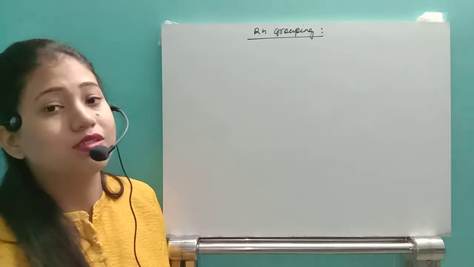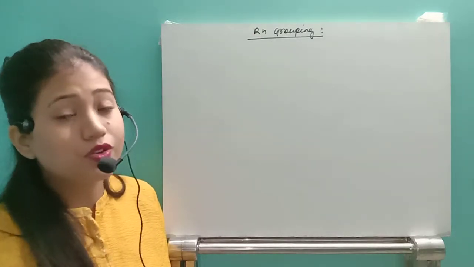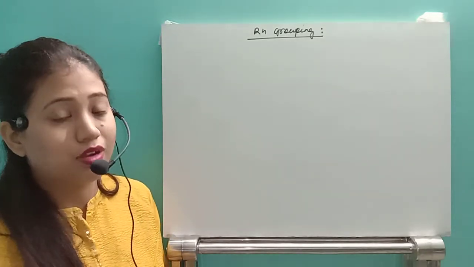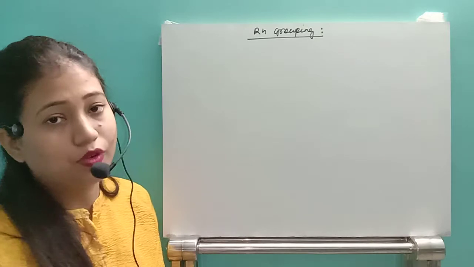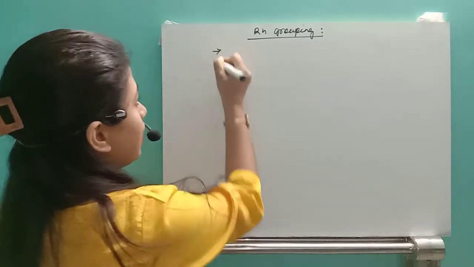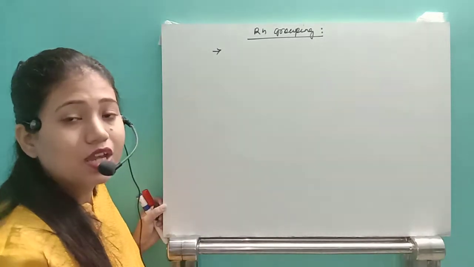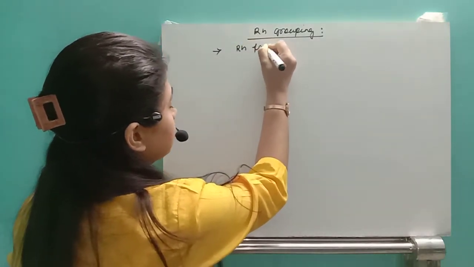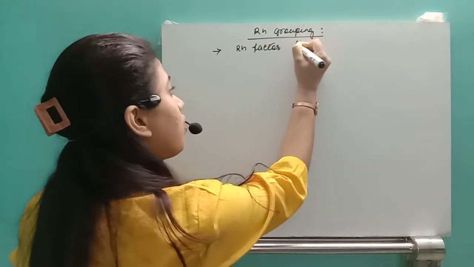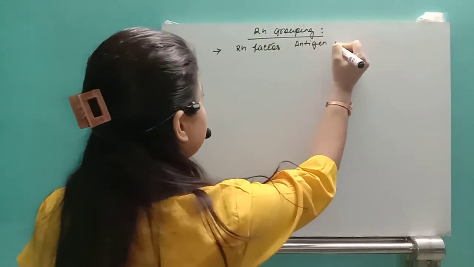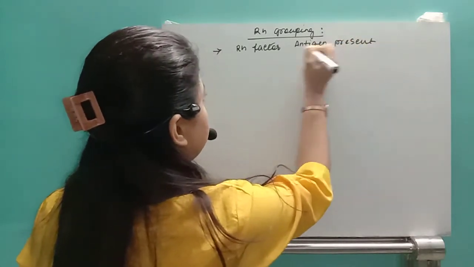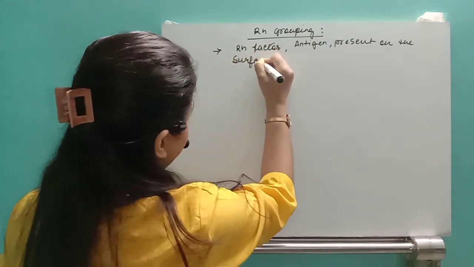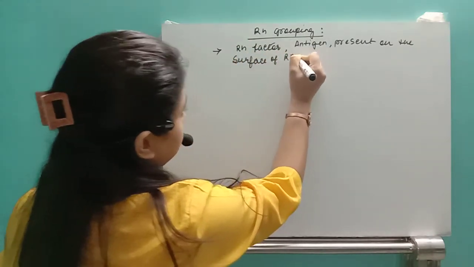That factor is called the rhesus factor, and it was first found in a rhesus monkey, so from that this name is derived. This is Rh grouping, right? So first of all, let's see this Rh grouping. Rh grouping is nothing but because of the Rh factor. This Rh factor is a type of antigen that is present on the surface of RBC, right?